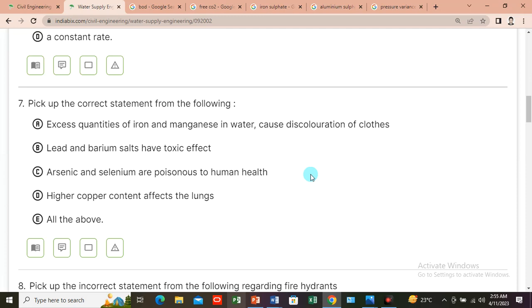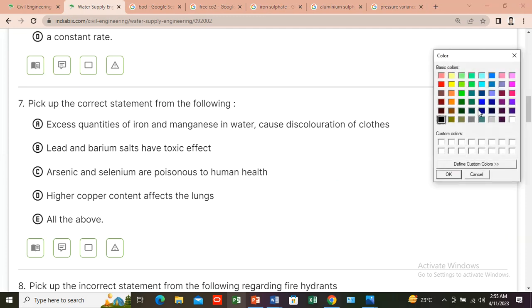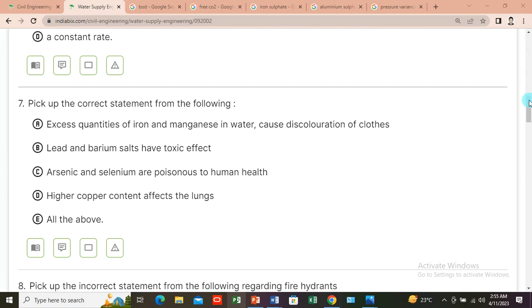So does it really mean that this water contains iron? If iron sulfate is present in the water, of course it will be acidic and the pH value will be lesser than 7. But I'm not talking about iron sulfate, I'm talking about iron. So if iron and manganese are present in water, does it change the color of your clothes? Okay, that's the first question.